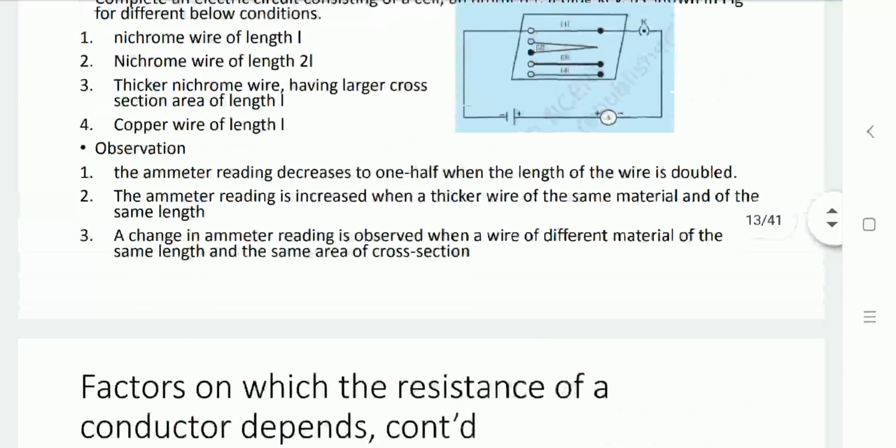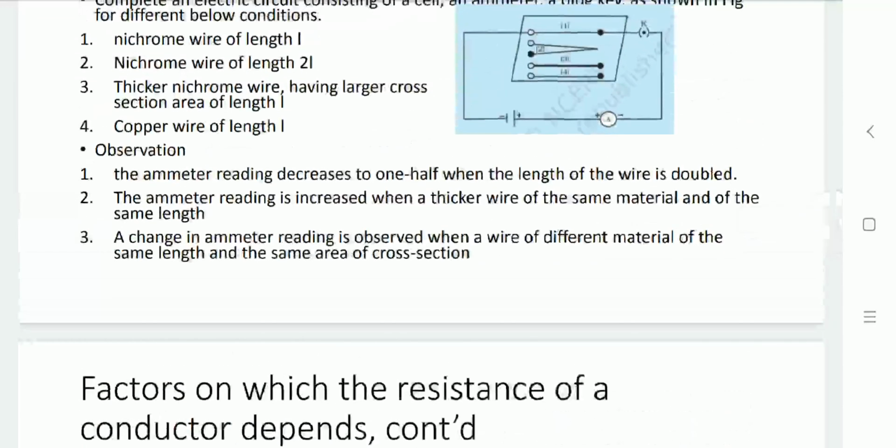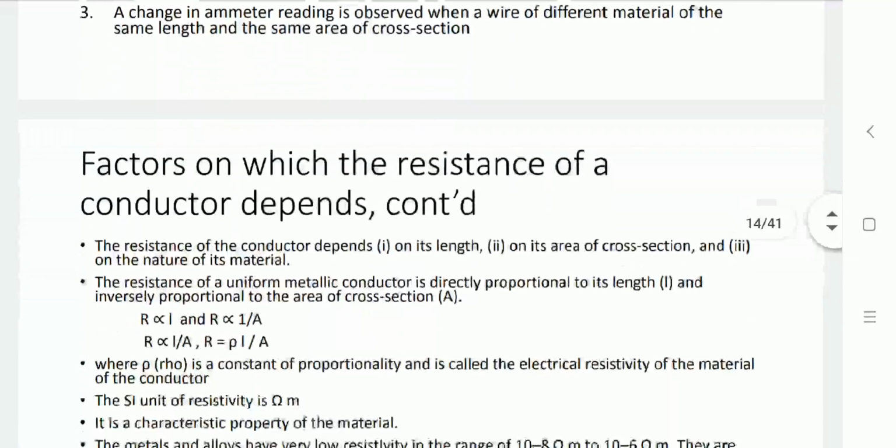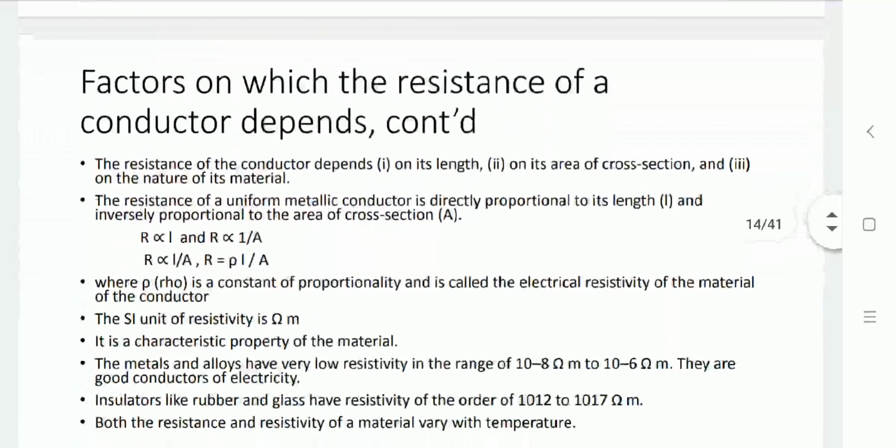Now focus on the second observation. Current increases when cross section area increases. So we can say that current is more, meaning resistance is less. So resistance decreases while the cross section area increases. This means resistance is inversely proportional to the cross section area of the wire, A. Ultimately, resistance is proportional to L by A.